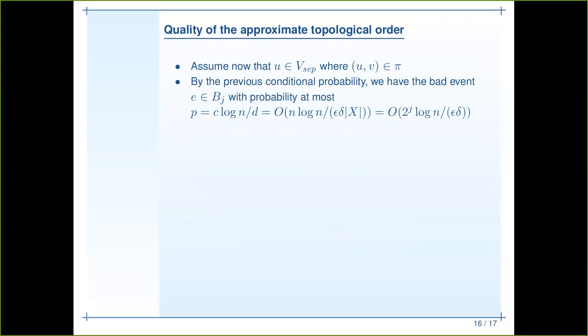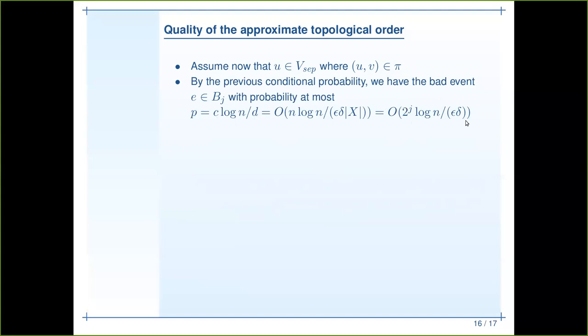Then we can use the previous conditional probability: this bad event happens with probability at most P equal to this fraction from before. And if you plug in the value for D, then you get this bound on the probability. And this bound is actually good enough for what we need. So you can think of it as flipping a coin, and with probability P, you get a bad event. But this probability P is small, so this is fine.